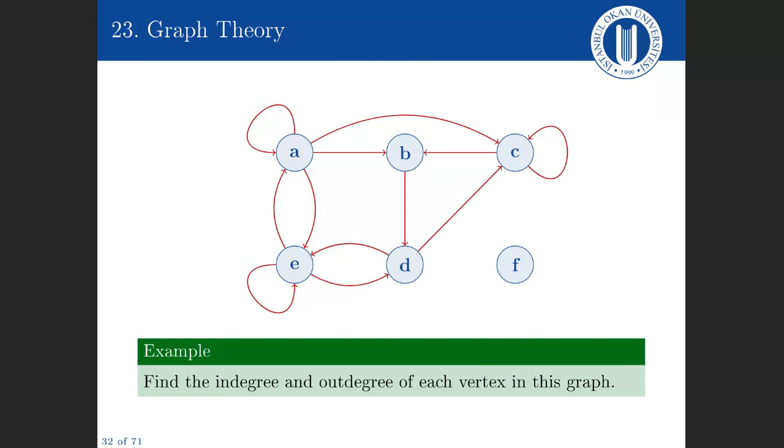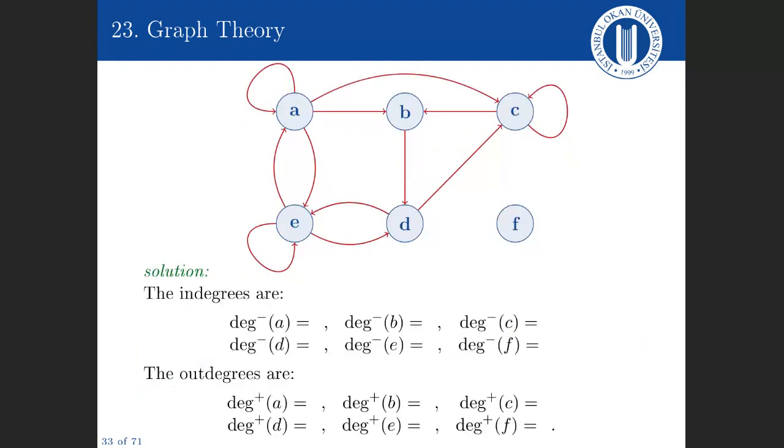Here's an example. Find the in degree and out degree of every vertex in this graph. First, let's look at A. In degree, how many arrows are pointing towards A? Here's one, and here's one. There should be two. How many arrows are coming out of A? One, two, three, four. The out degree of A must be four. Next move to B. The in degree, one, two arrows going into B, must be two. And the out degree, there's only one arrow coming out of B, so the out degree of B must be one. And so on.